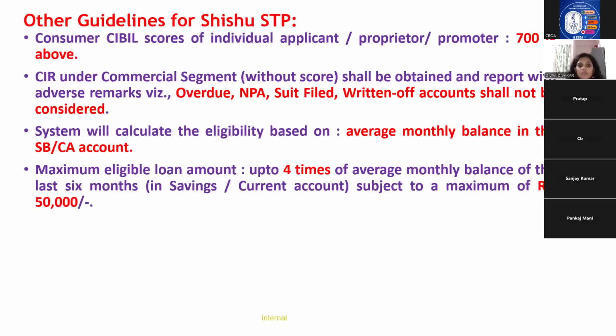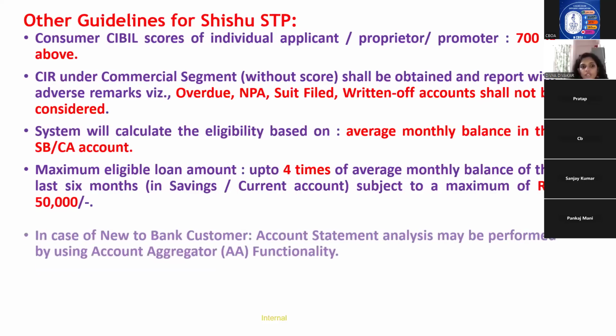The system will calculate the eligibility, and how will it calculate it? It is based on the average monthly balance in the SB or current account. The maximum eligible loan amount will be 4 times the average monthly balance of the last 6 months. We initially said they should have an account for the past 6 months. So how will we see the eligibility amount? 4 times the average 6-month balance, subject to a maximum of 50,000, because it's Shishu. Shishu means up to 50,000, Kishore up to 5 lakh, Tarun up to 10 lakh.